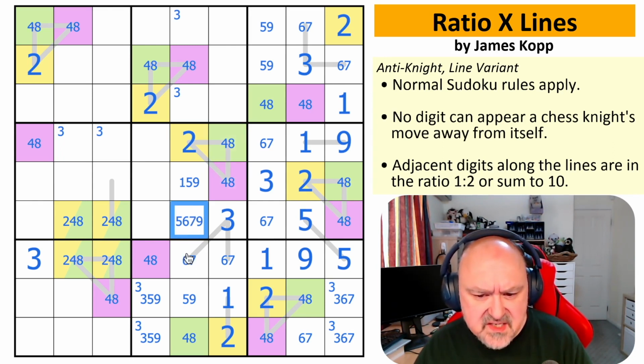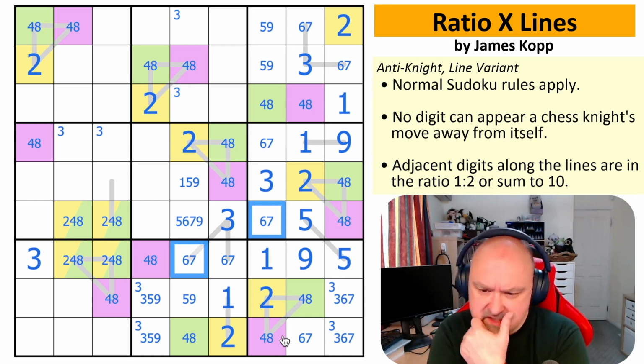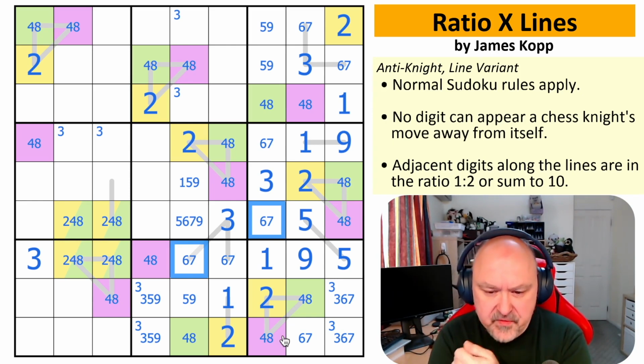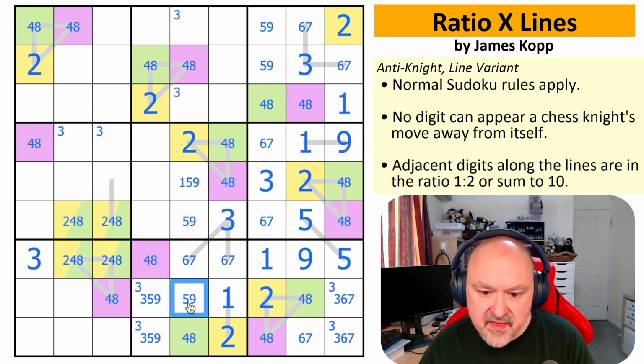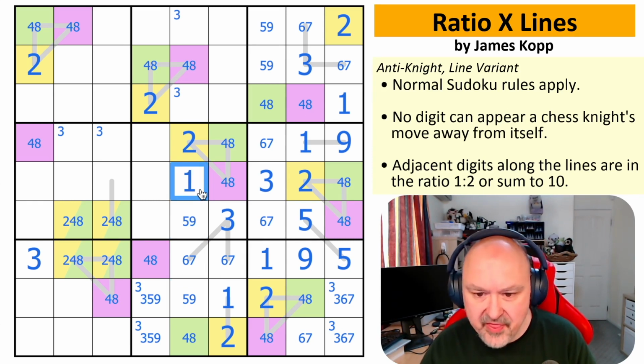But it can't be 6 or 7 because those 6 sevens see each other, so they must be different. And they both see that cell. So these can't be the same digit. So this is a 6, 7 pair. And that cell sees both of them, so that can't be a 6 or a 7. That gives me a 5, 9 pair in the column, and that becomes a 1.